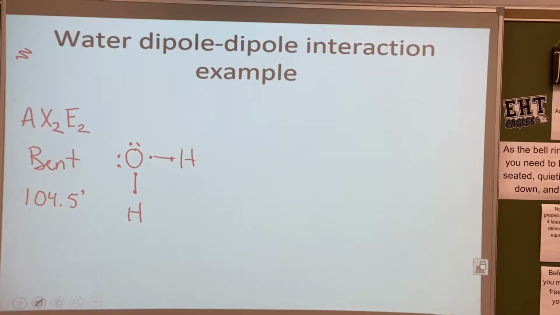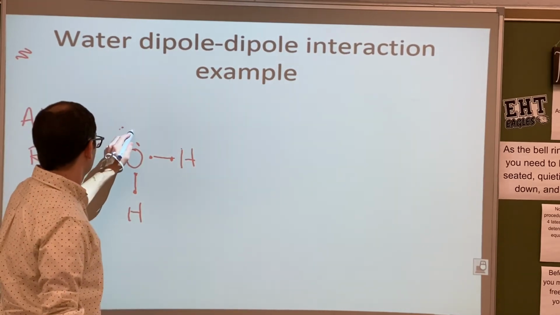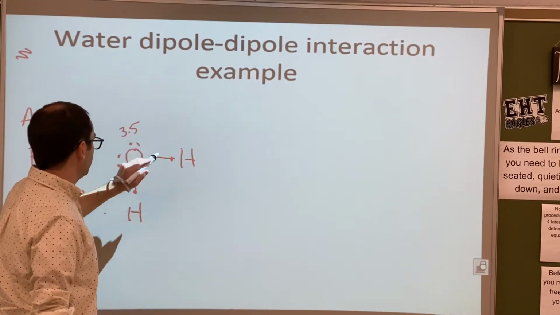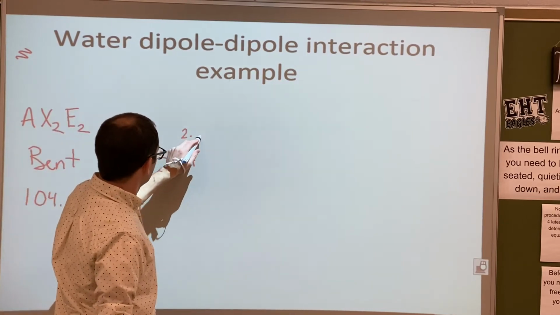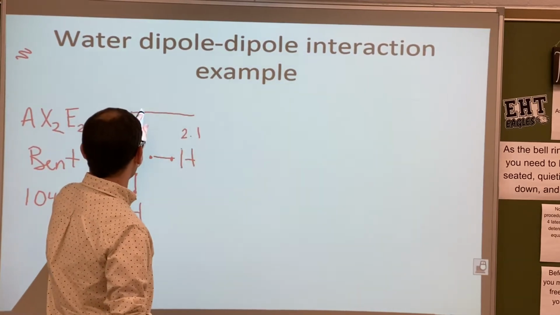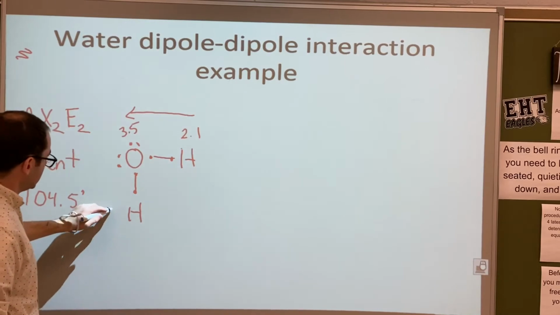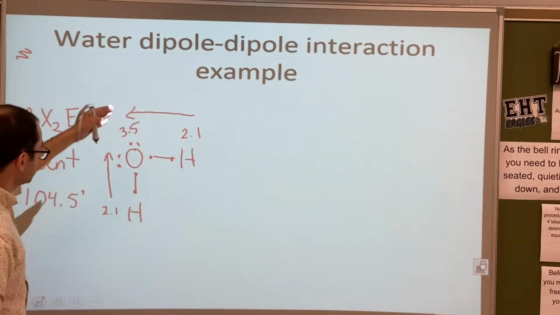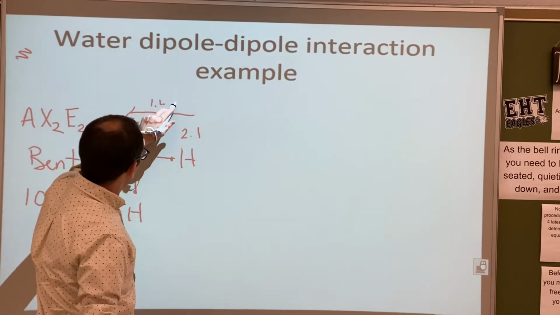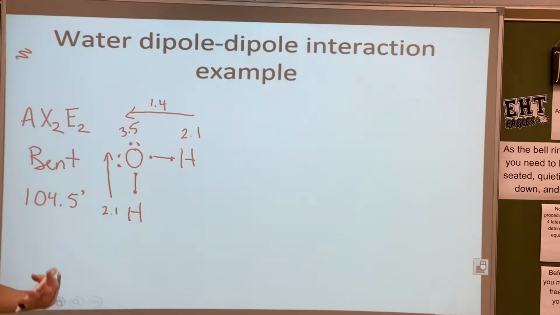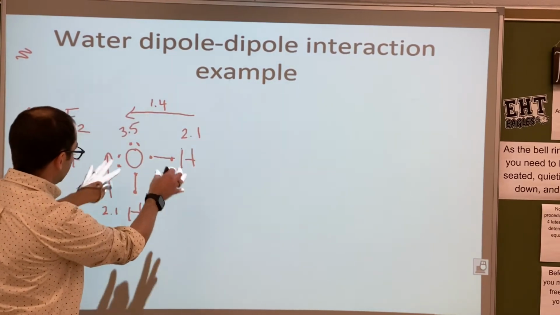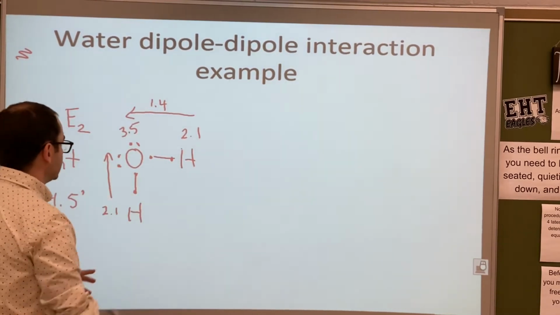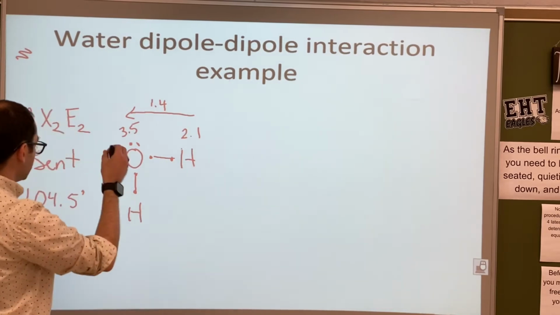All right, now let's talk polarity. All right, what's oxygen's number? 3.5. What's hydrogen's number? 2.1. All right, we're going towards the oxygen in both directions. All right, what's the difference between them? 1.4, so it's potentially polar, right? We say potentially polar just to make sure that the actual shape of it doesn't cancel out, that it actually ends up being polar.